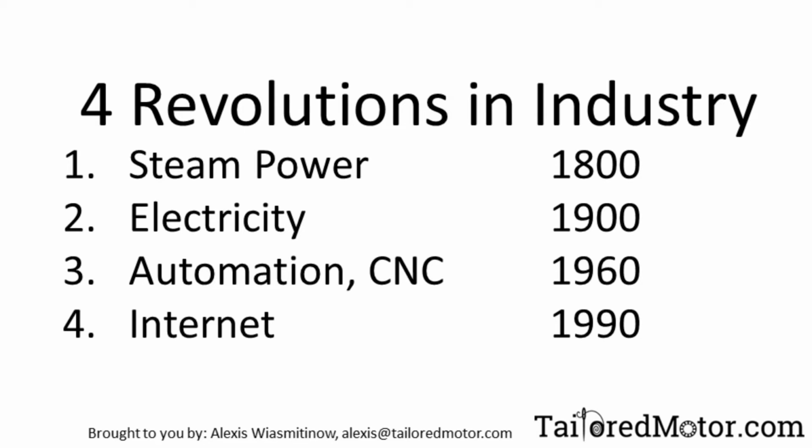Then the next revolution came around 1960. It's automation. CNC machines came up, the transistor came up, and now the fourth revolution, which is bound to the internet. The internet is now over 20 years old, so it's definitely something that's gonna stay, and industry has noticed that. So, what is the impact of the internet on the industry?